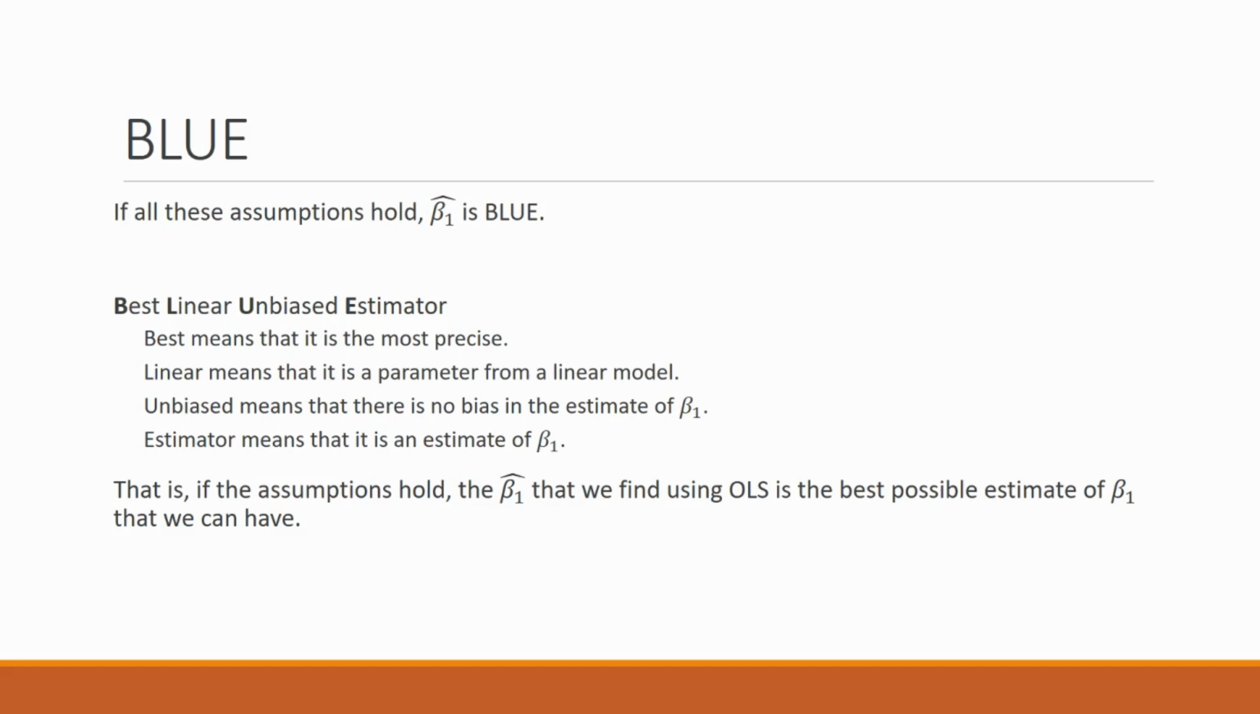I'm going to talk about bias today. Bias is a very important issue. So this beta 1 hat, if all the assumptions hold, beta 1 hat is unbiased. That is essential. We'll talk about that today. An estimator means it is an estimate of the true population beta 1. So if all the assumptions hold, then the beta 1 hat that we find using the OLS method, ordinary least squares, is the best possible estimate of beta 1 that we can have.